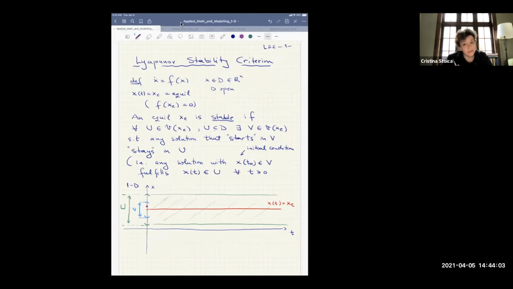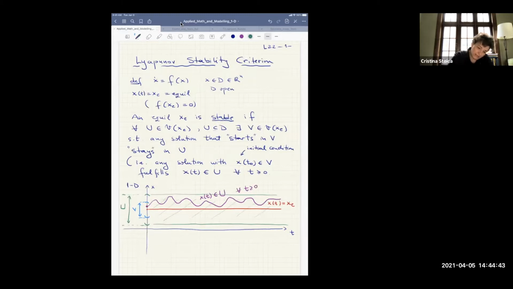I also cannot cut the red line, because this would mean that two distinct solutions pass through the same point, and we are working in a world where you cannot have that. Every solution has its own past and its own future. The solution is unique. So if I start here, I can go all around, but I don't go out of that slab. This is x of t. It stays in U for all t positive.